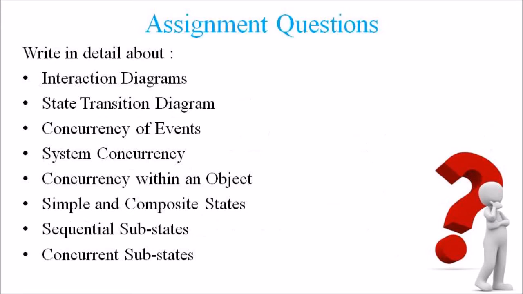So my dear students, hope you had understood this topic. So dear students, kindly go through the assignment question. The assignment question is, write in detail about the following. Firstly, the interaction diagram. Second one is the state transition diagram. Third one is sequential substate, and fourth one is concurrent substate.